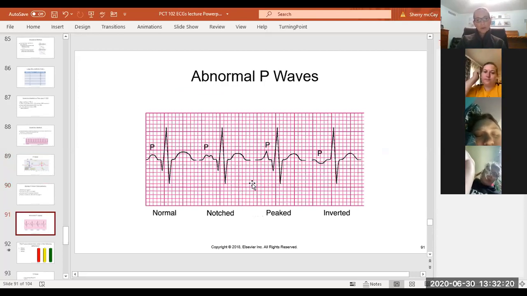Here are some abnormal ones. This is normal right here. This one is kind of bumpy, more like a mountain, rather than that nice little rainbow. This is notched. This one is a peak, so it's not that nice normal. And this one is inverted, negative.